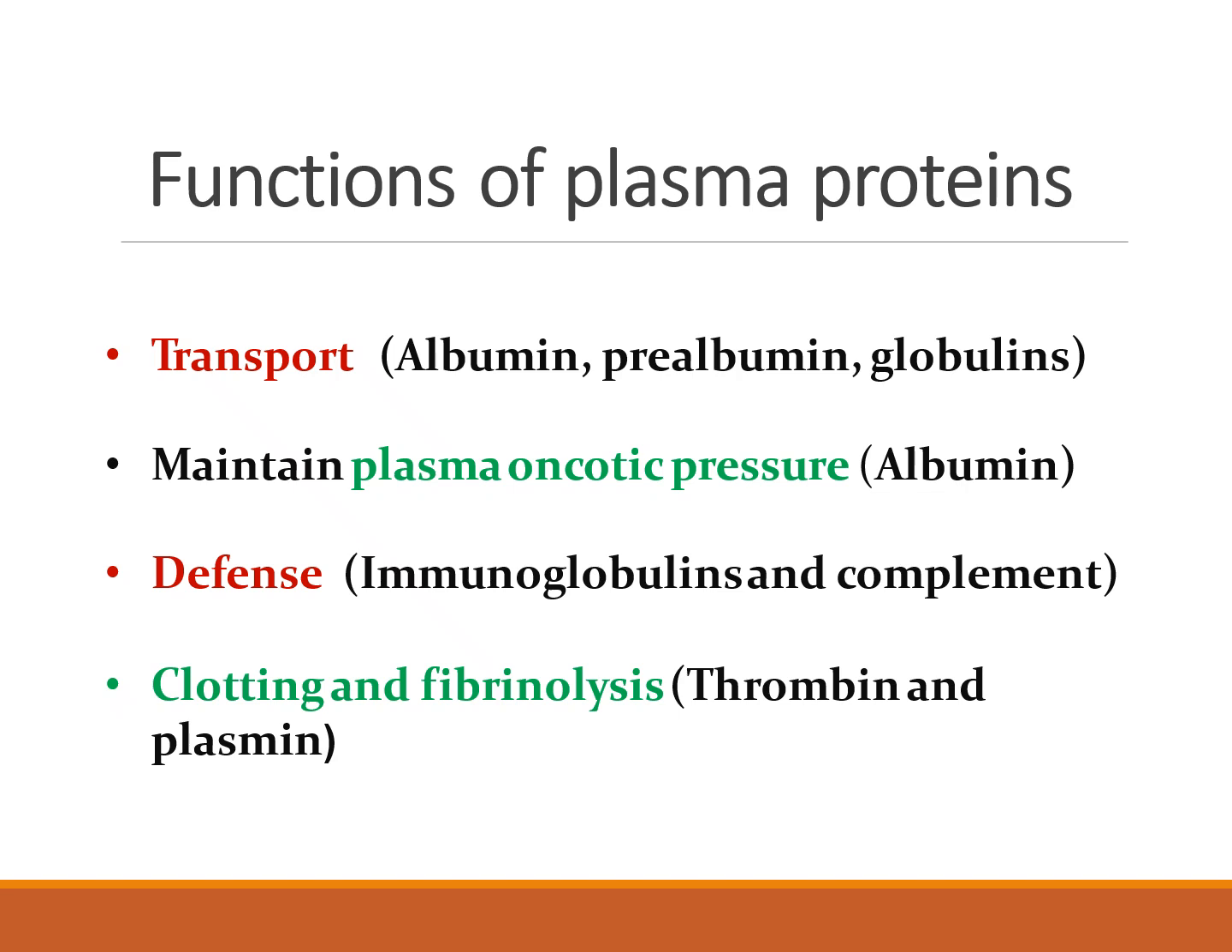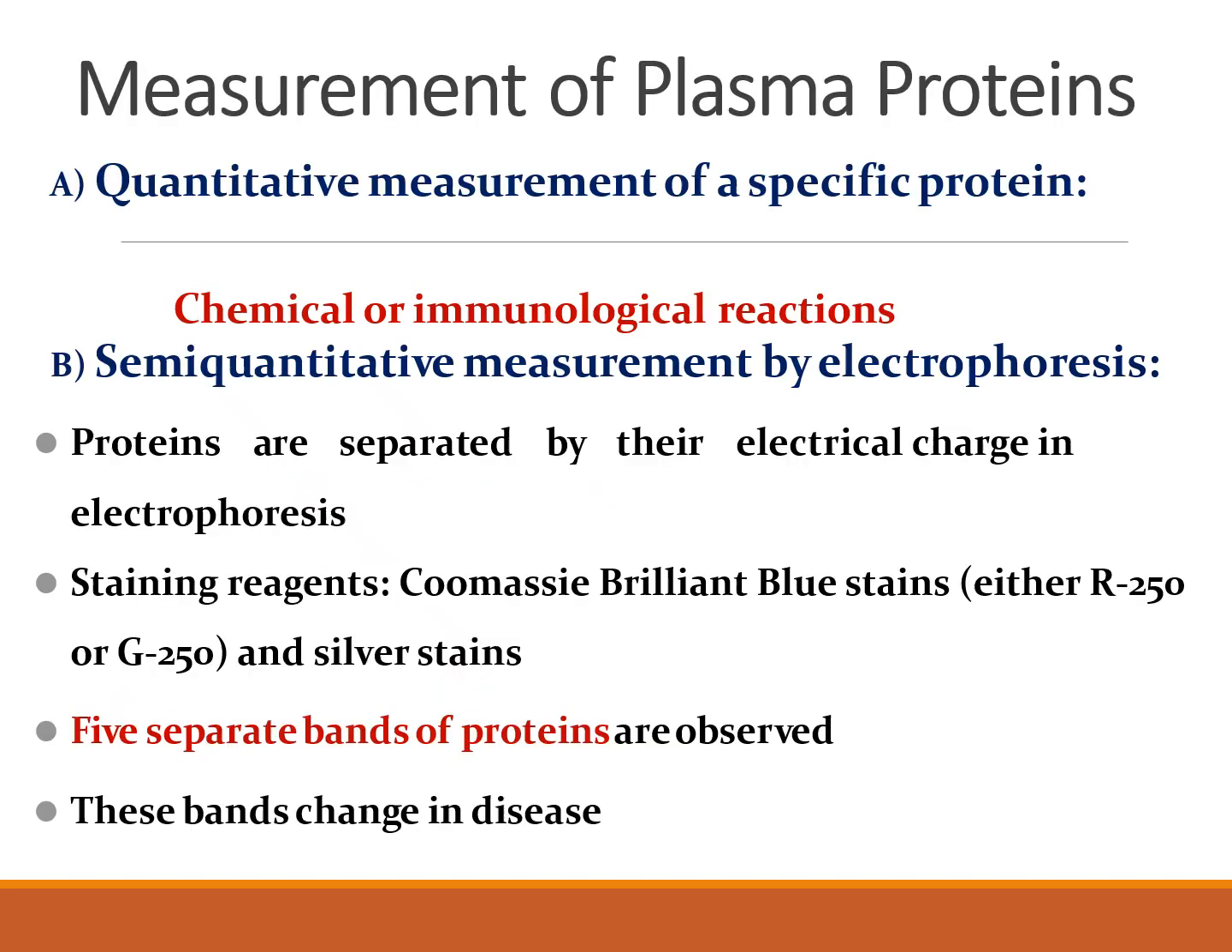In defense, immunoglobulins and the complement system are involved in defense mechanisms. Clotting and fibrinolysis are carried out by thrombin and plasmin. So these are the important functions of plasma proteins: transport, maintenance of plasma oncotic pressure, defense mechanism, clotting and fibrinolysis.